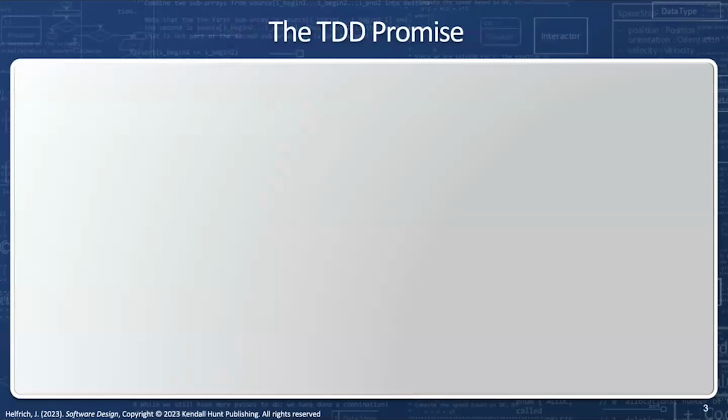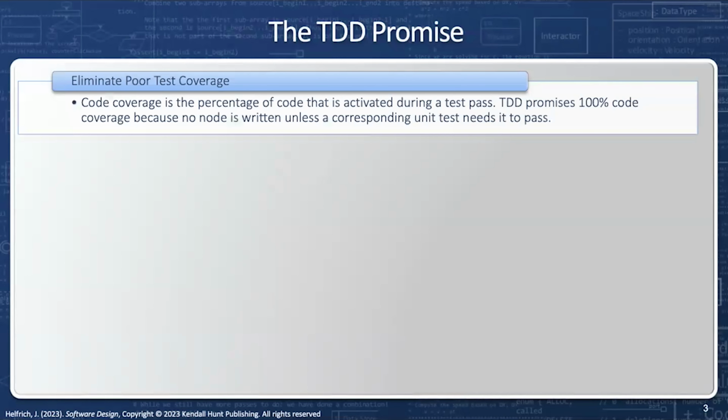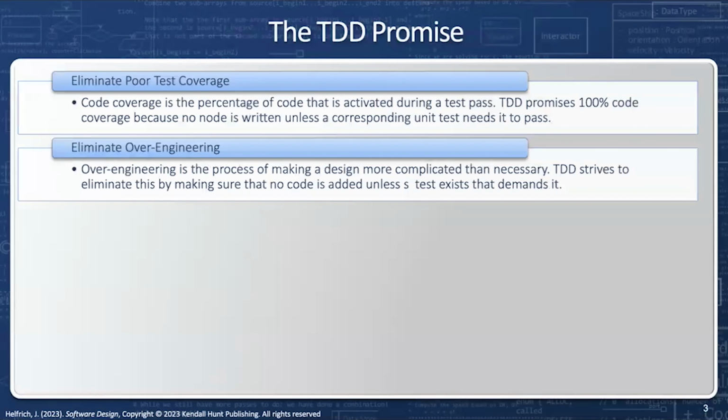So let's take a look at the test-driven development promise. Number one, we're going to eliminate poor test coverage because we don't write a single line of code unless there is a test that requires that line of code. We can get 100% code coverage. Second, we're going to eliminate over-engineering. We only write code if we're required to for a test. Therefore, every line of code is going to map to exactly one requirement, and we're good to go.